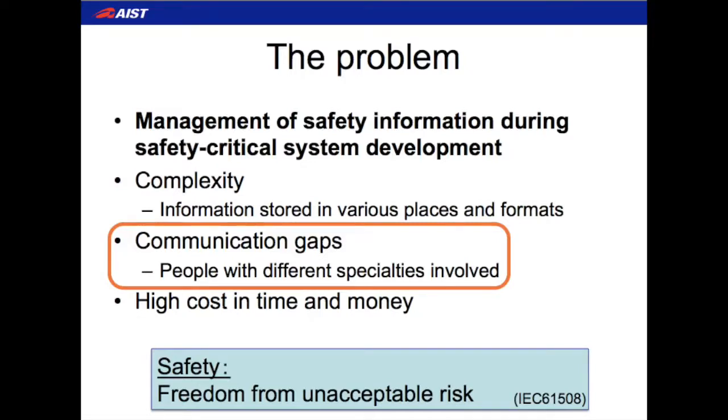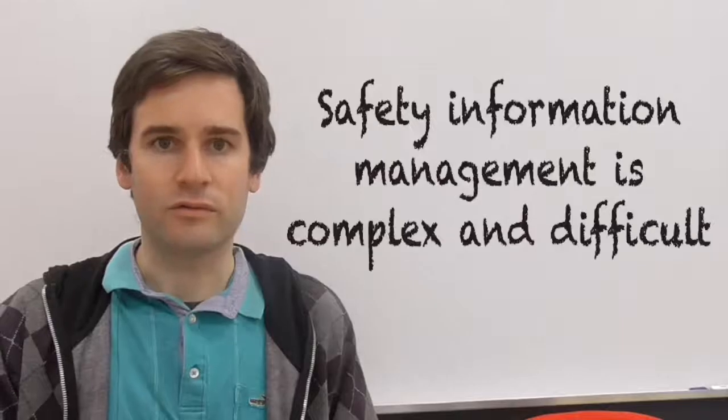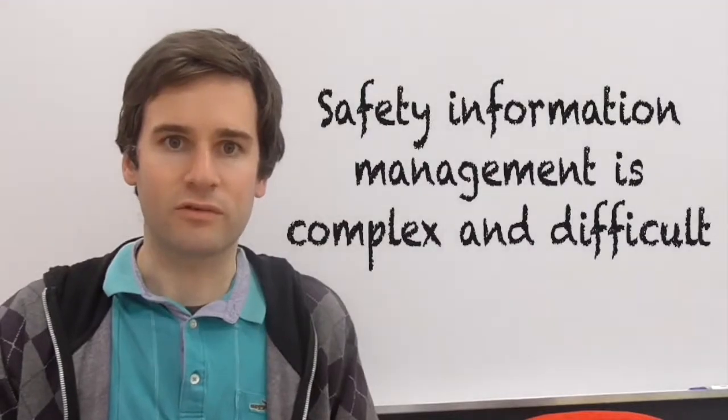For example, this information is communicated during meetings or in textual reports, which is very time-consuming and ambiguous. And finally, these factors mean it is a large cost in terms of time and money to develop and maintain this information. And this means that overall safety information management is a very complex, difficult task.